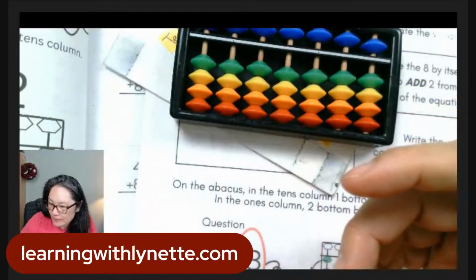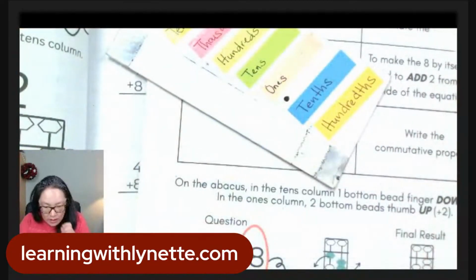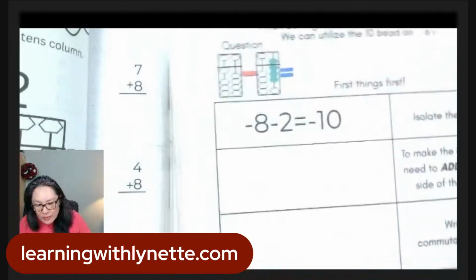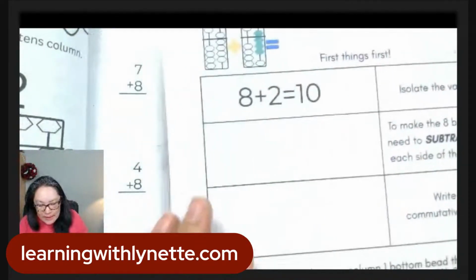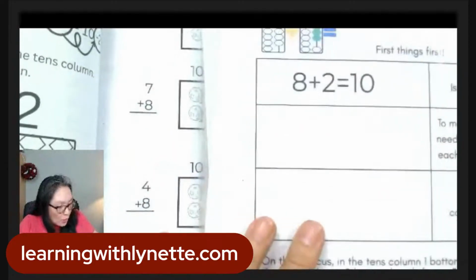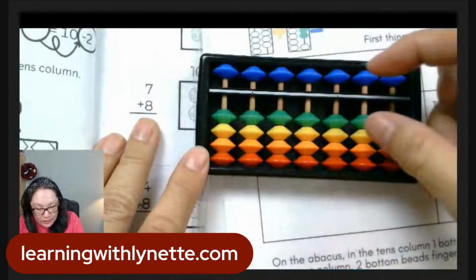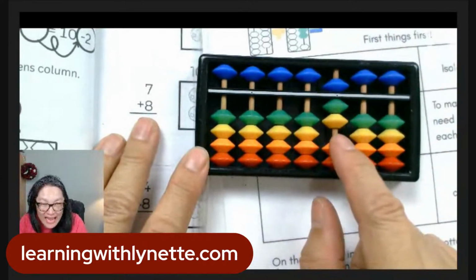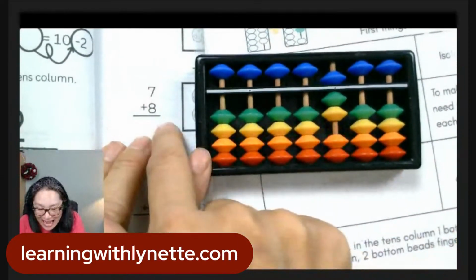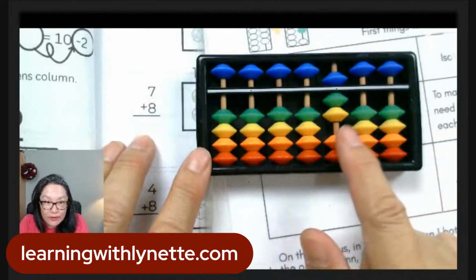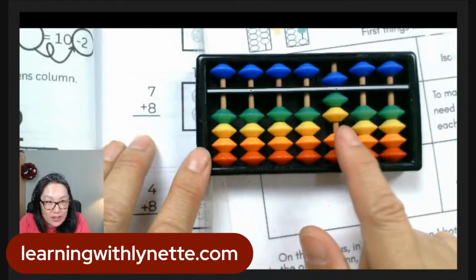Okay. So what are we doing? We are talking about how to make a 10. The reason why we're talking about how to make a 10 is because what if we don't have enough? When we add 7 to the abacus and we want to add the 8, notice I don't have enough beads to add the 8, because I don't have any more beads to add.